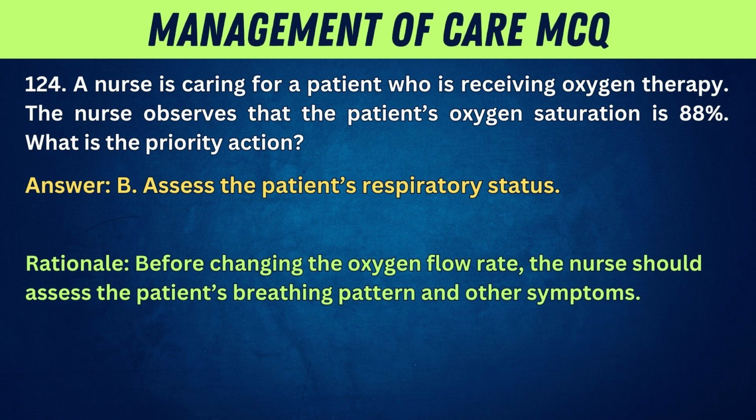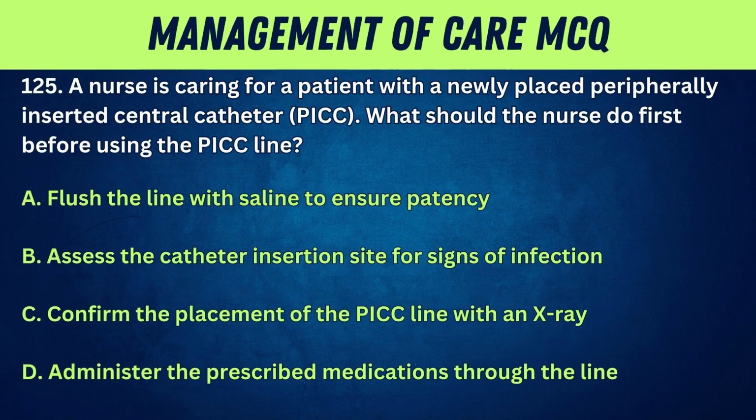Answer. B. Assess the patient's respiratory status. Rationale. Before changing the oxygen flow rate, the nurse should assess the patient's breathing pattern and other symptoms.